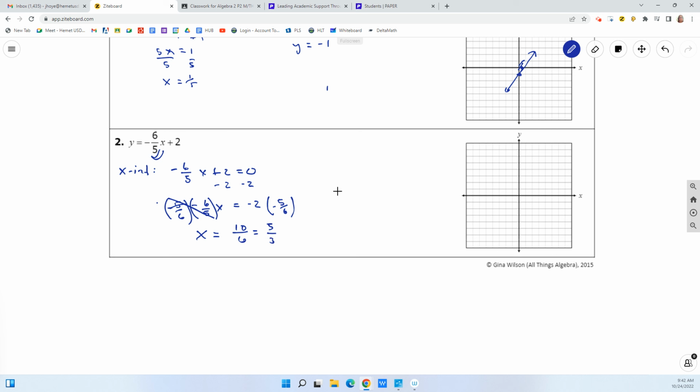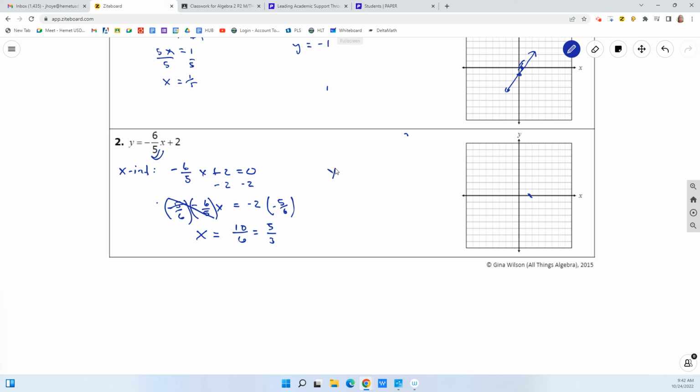I am tired of these fractions for this. 5/3 is like 1 2/3. So it's going to be a point somewhere over in here that I can't draw very accurately because I have a tiny graph. But I don't have to be accurate. I just have to be general.